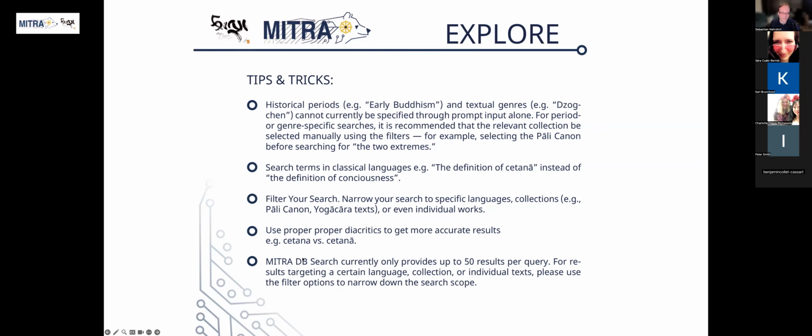Another thing is that Mitra database search currently only provides up to 50 results per query. So we have a hard stop at 50 results. If you plan to do exhaustive studies of, say, all occurrences of the Iti particle in Yogacara literature, this is not going to work, because it will only give the first 50 and then stop. If you have research questions that require more specificity, then the filters are the appropriate way. It's very possible that the passage you're looking for is not among the first 50 results, and in that case, the recommendation is to use the filters to limit it to the relevant sections.